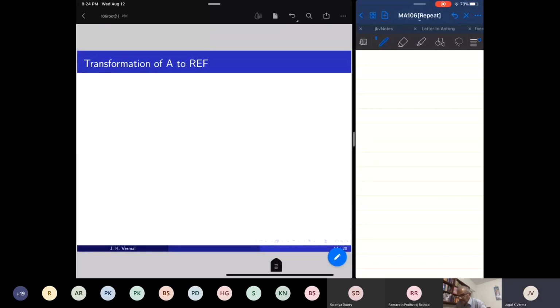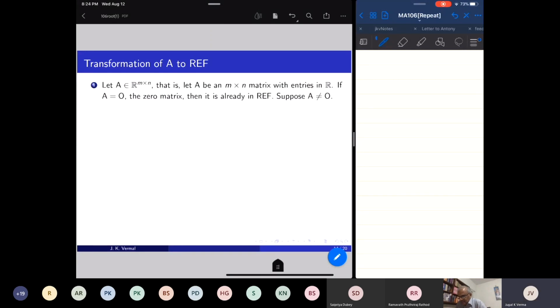Okay, transformation of A to REF. Let me explain that. This is a definite procedure. It is an algorithm, like a program. It's a definite algorithm which will convert any matrix into row echelon form. So what are the steps?